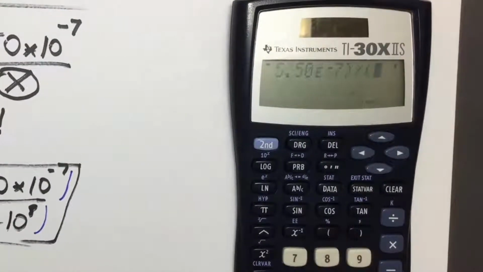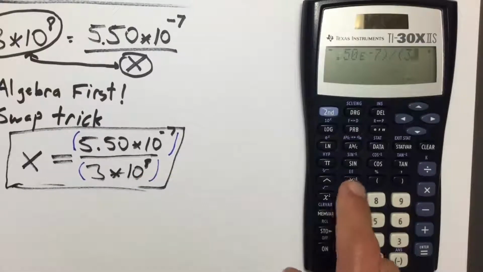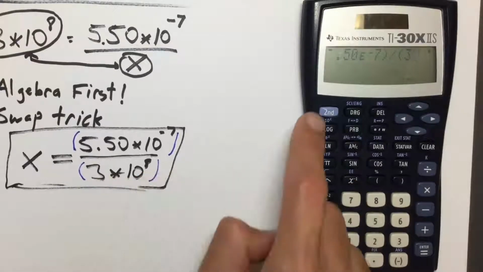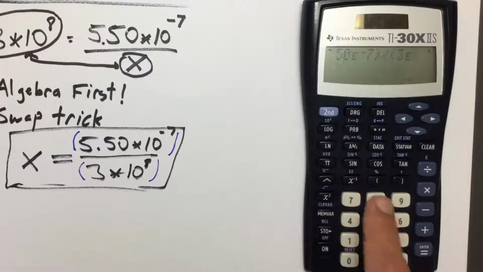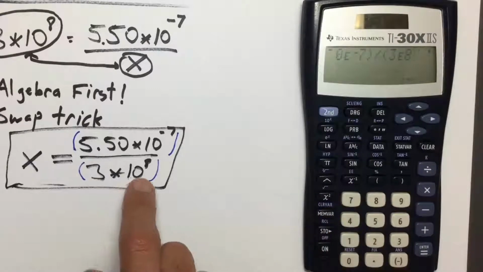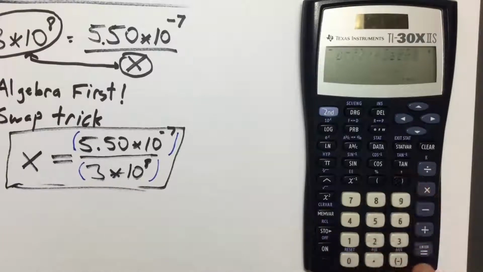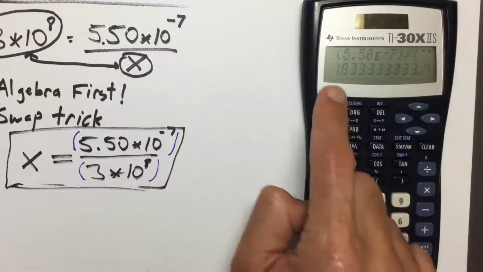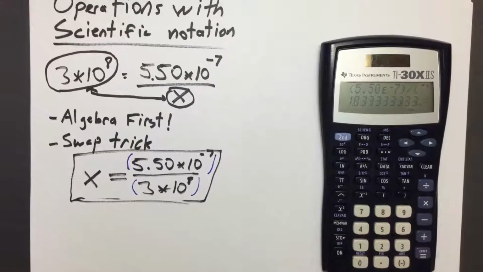Again, open parentheses, 3 times 10 to the 8th. So once again, we'll use the double E in place of the times. Second, uppercase E, 8. Once again, we don't say 10 or the exponent. Close the parentheses and press enter. And our answer is 1.83, repeating, and then times 10 to the negative 15.